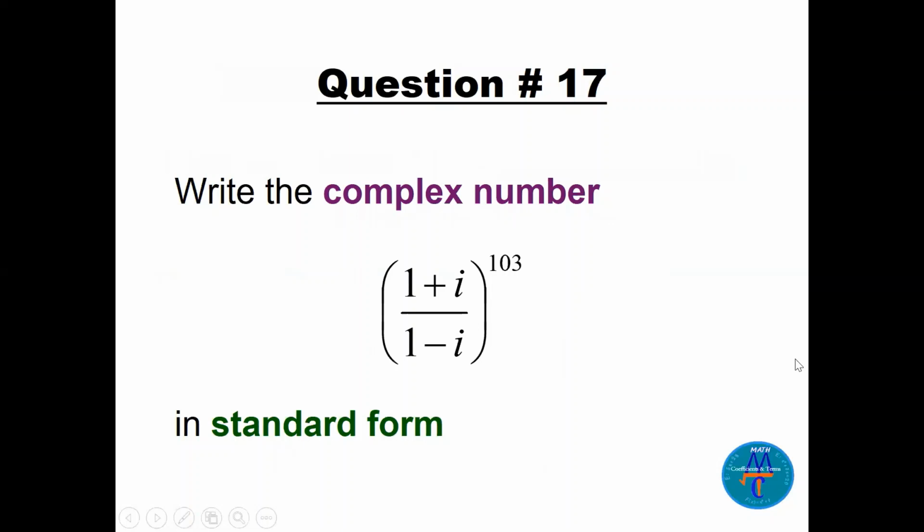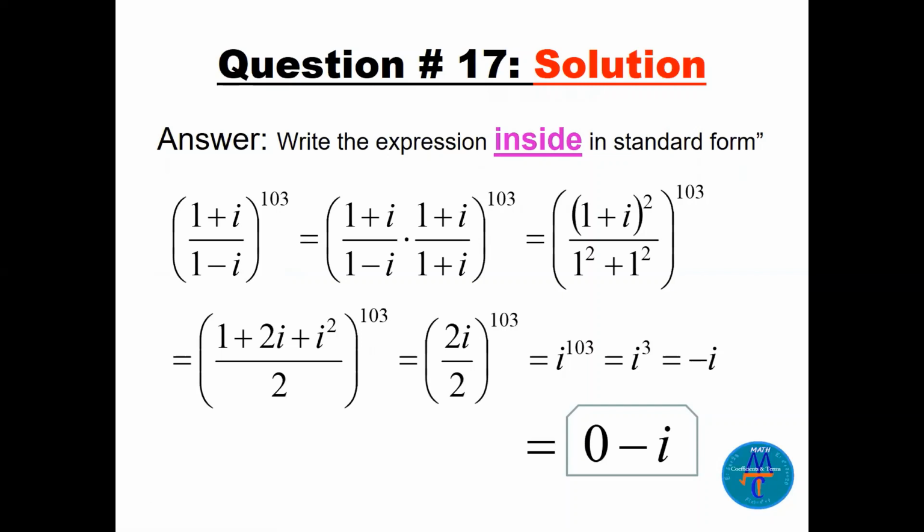Number 17, we need to write the complex number 1 plus I divided by 1 minus I all to the power 103 in standard form. You know 103 is a big number here, and we cannot distribute the power because we have pluses and minuses. So let's go inside and multiply by the conjugate. See, the whole idea, jump inside and multiply by the conjugate of the denominator. You see, 1 minus I is given. Just I multiply 1 plus I up and down.